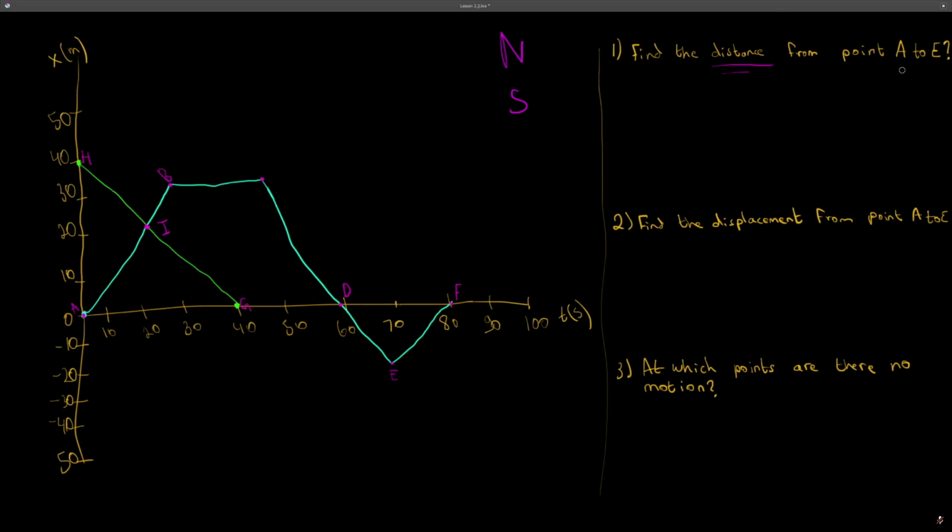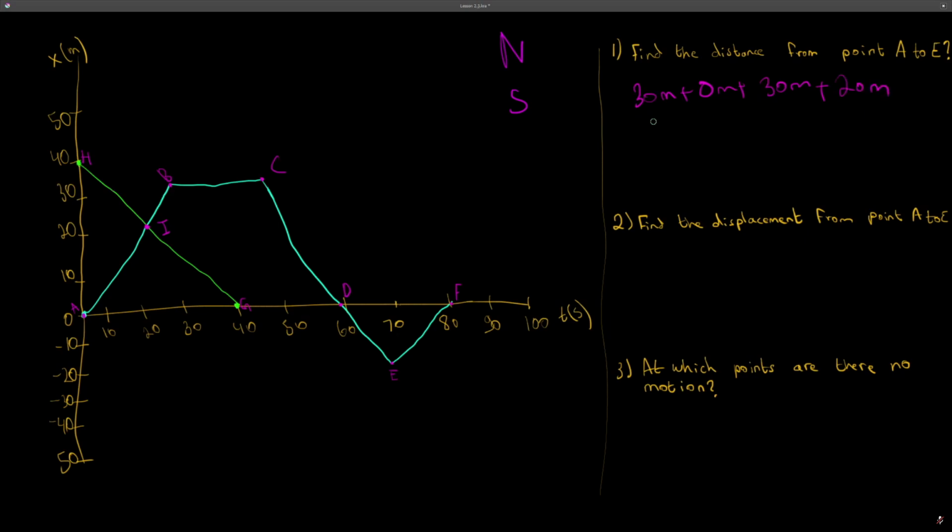We need to find the distance between point A to point E. So whenever it's distance, we ignore any negatives. We just add the distance. So from point A to B, it's 30 meters. Plus, we have point B to point C. It didn't move at all, so plus a 0 meters. And then from point C to D, plus 30 meters. Remember, we don't take any negative signs. And then from point D to point E, it's 20 meters.